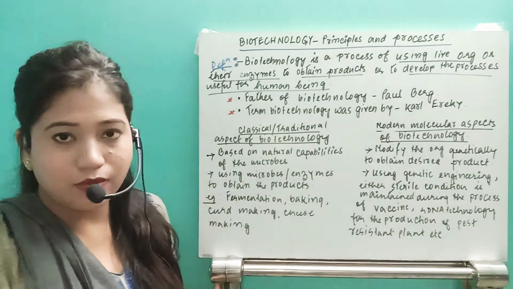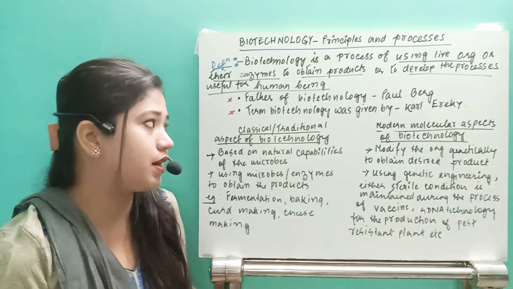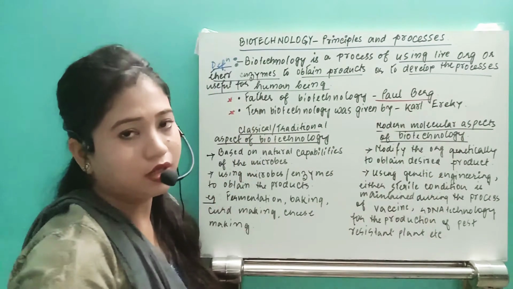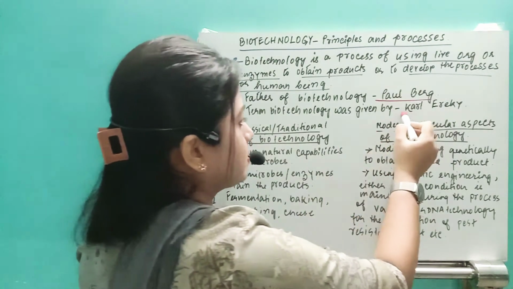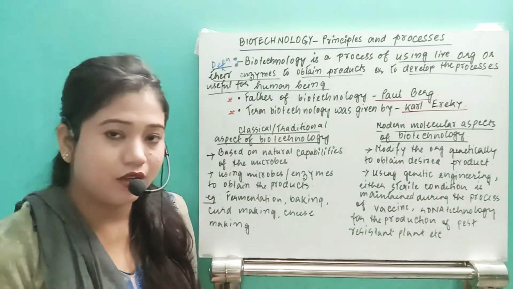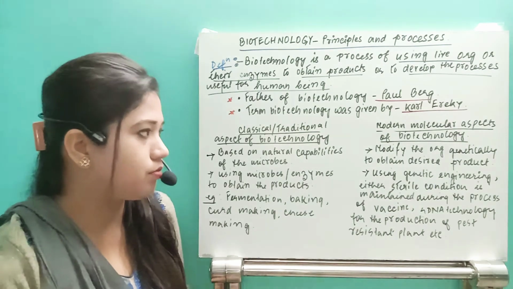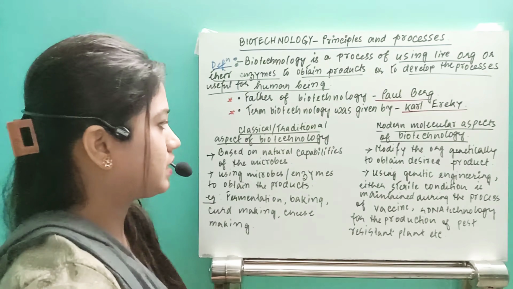Some scientists' names you have to know. One is the father of biotechnology. This is very important. Who is the father of biotechnology? Paul Berg. Remember. Next one, the term biotechnology was given by another scientist, that was Karl Ereky. Remember, the two scientists are very important. From the exam point of view, questions can come from these two scientists' names.